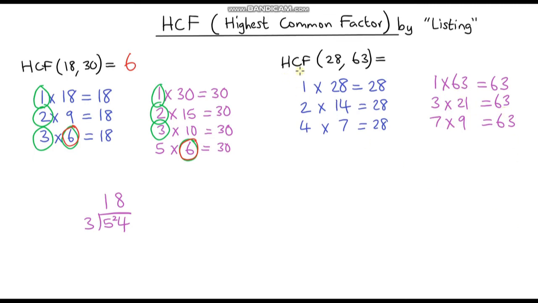So what is the highest common factor? Well, first of all, let's work out the common factors. So we've got 1. 1 is a factor of both numbers. 2 is not. 3 is not. 4 is not. 7 is. So 7 is a factor of 28, and 7 is also a factor of 63. And there are no other common factors. So what is our highest common factor? Our highest common factor is 7. 7 appears in both lists, and it is the biggest number that appears in both lists.